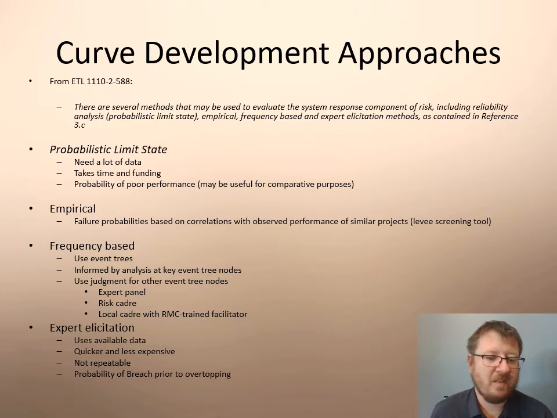Expert elicitation is also somewhat simple, except you have a group of experts, you postulate failure modes, and the experts agree, based on judgment and experience, on probabilities of the different nodes in the event tree. The frequency-based and probabilistic limit state methods kind of go together. In the frequency-based method, you use a full event tree with probabilities assigned at each node. For some nodes you might use judgment, and for some you might use detailed calculations, and the probabilistic limit state calculations might be used in some individual nodes in a frequency-based analysis.